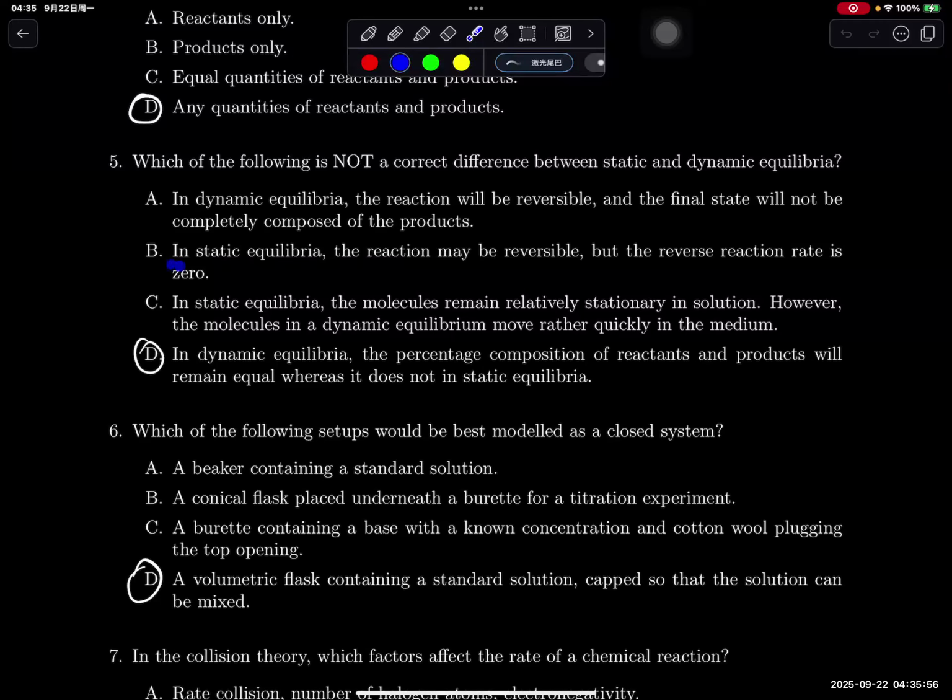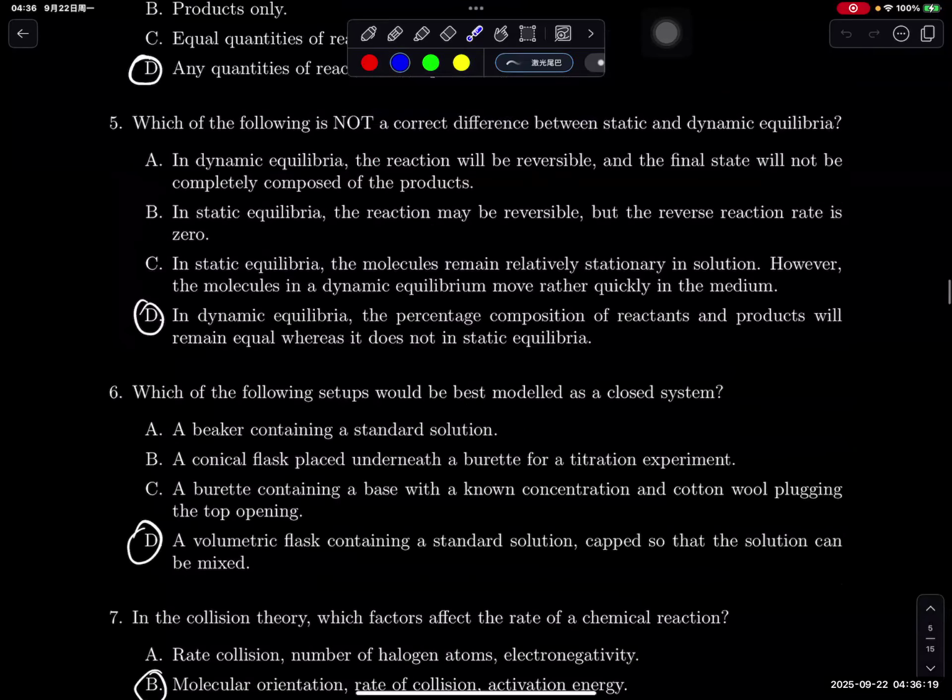So, choice B is that in static equilibrium, the reaction may be reversible, but the reverse reaction rate is 0. This is true, so it's correct. That's by definition. In static equilibrium, the molecules remain relatively stationary in solution. Yeah, this is true, right? Because nothing's doing anything, so relatively stationary.